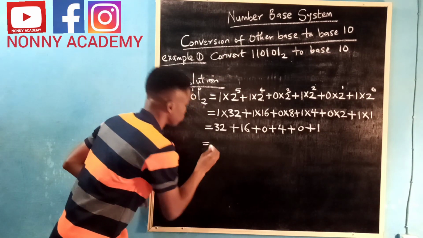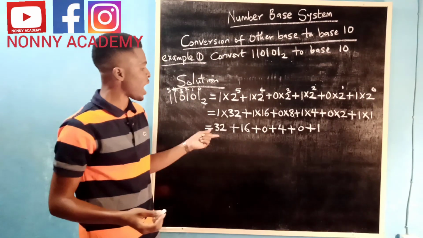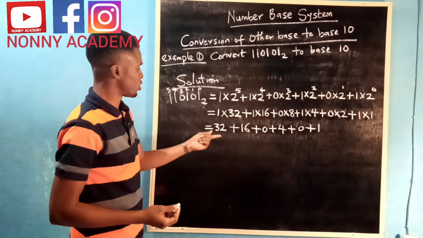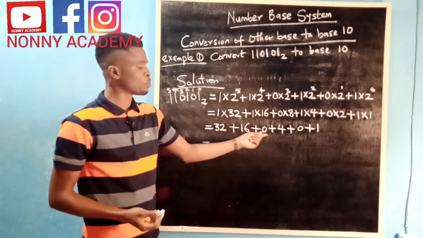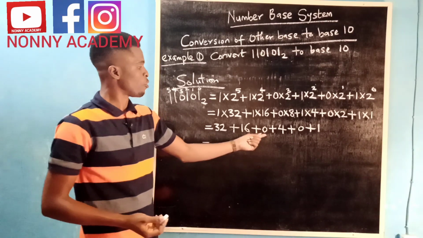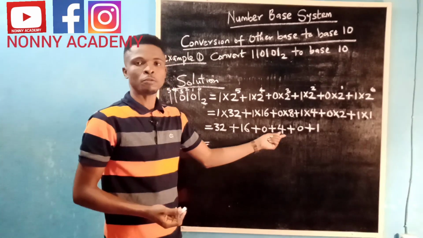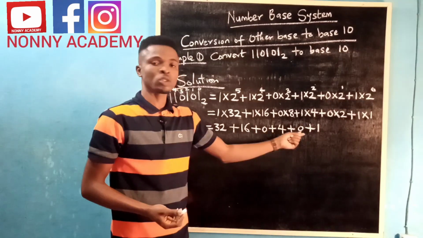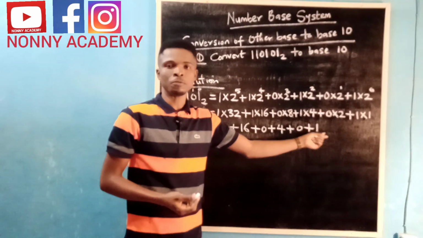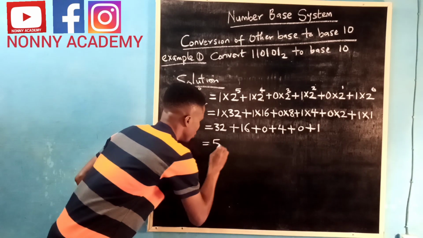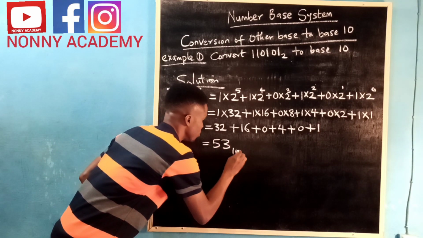The next step will now add up everything. 32 plus 16 is 48. 48 plus 0, 48. 48 plus 4, 52. 52 plus 0, 52. And lastly, 52 plus 1, 53. So we have 53 base 10.